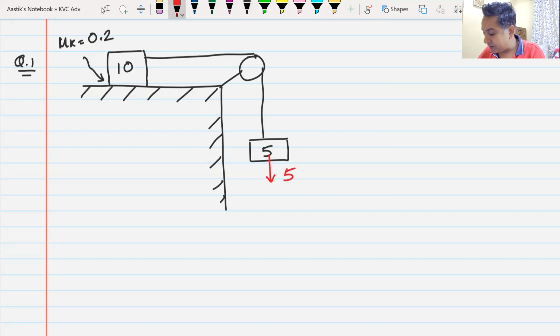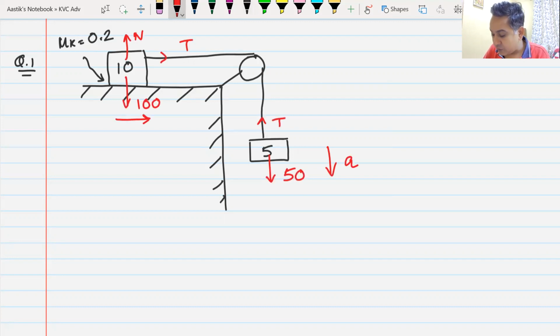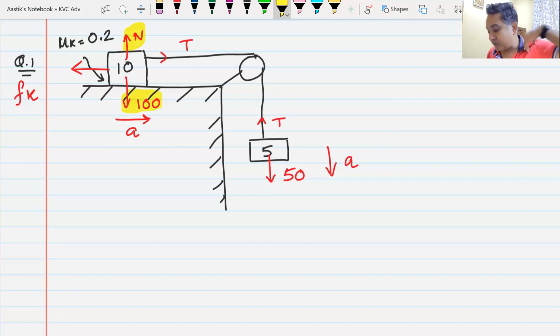I'll draw the free body diagram. This is 50 newtons. This is T, the tension here is T. This is 100 newtons. Normal reaction is N. This block will go down, this block will go here, so frictional force will act in the backward direction, Fk. If you look at this, normal will be equal to 100, yes or no? So frictional force will be 100 multiplied by 0.2. How much will that be? 20 newtons.